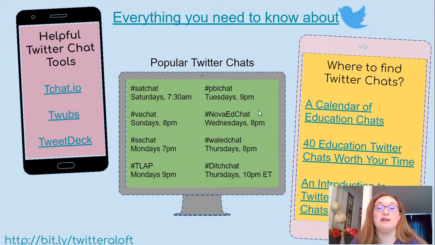This one right here is in Northern Virginia, if you're in Virginia. This one is also another Virginia-based Twitter chat, as is the VA chat. That's a Virginia chat as well. But there's lots of different topics. There's one on PBL. Teach Like a Pirate has one. Ditch That Textbook. If you're a fan of Matt Miller, he has his own Twitter chats. But you can also find lots of other Twitter chats through these links. There's a calendar of different educational chats that you can find.